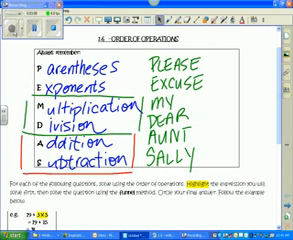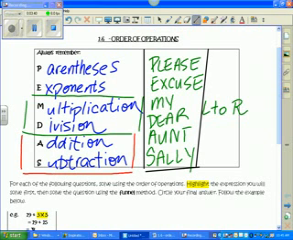Now, with these 2 levels, when you see multiplication and division in the same sentence, how do you solve it, or what order do you solve it in? Sasha. Left to right. Thank you. I should do this in green here. Left to right. Okay. And then I should perhaps box this out too so you're not confused. Please excuse my dear Aunt Sally, or silly. Left to right. And with addition and subtraction, same thing. You work from left to right when you see them in the same sentence.